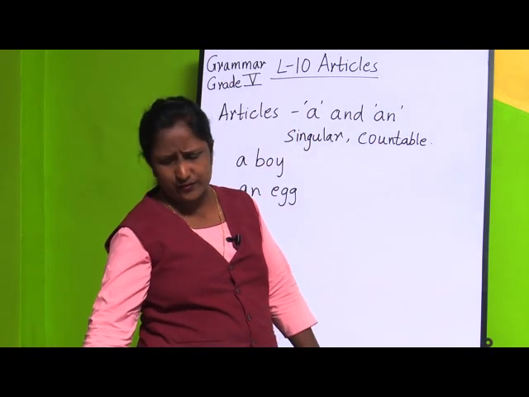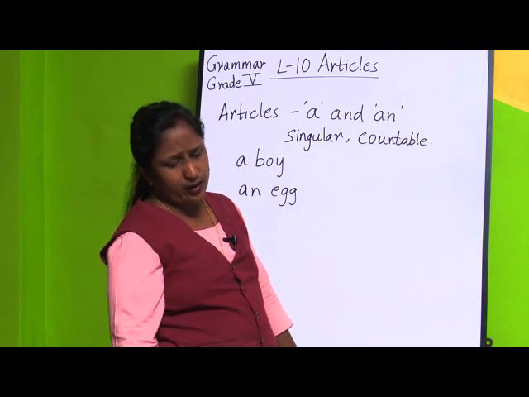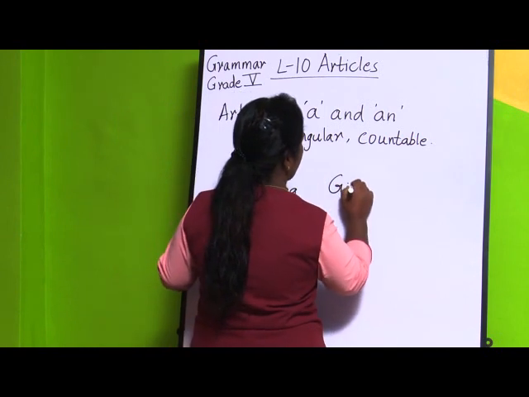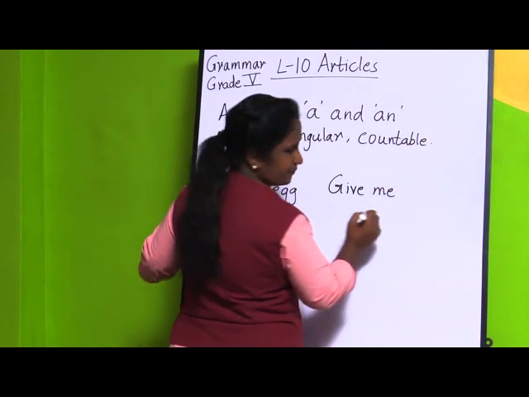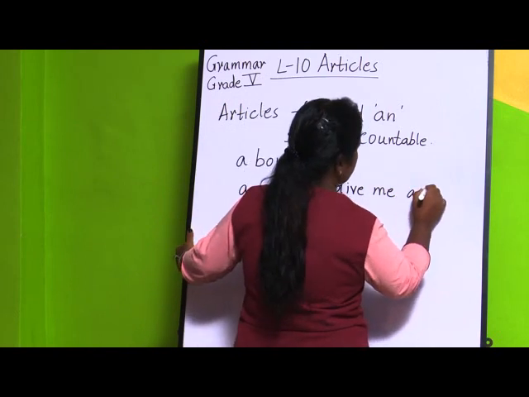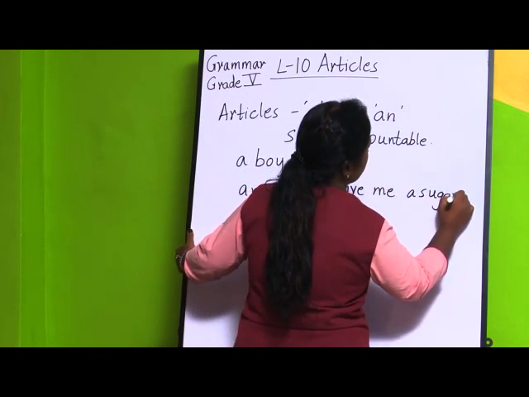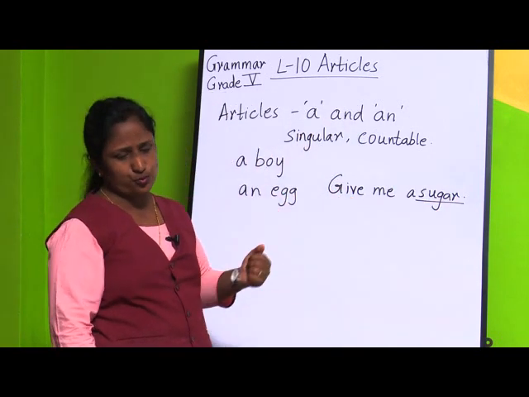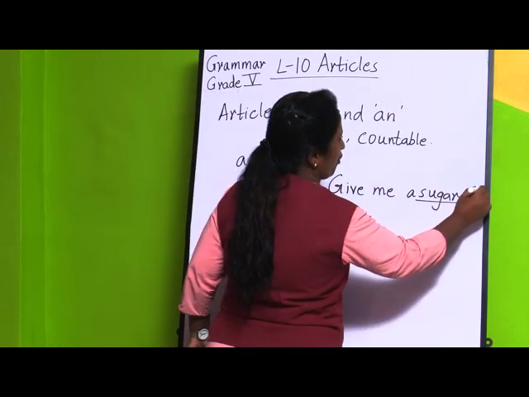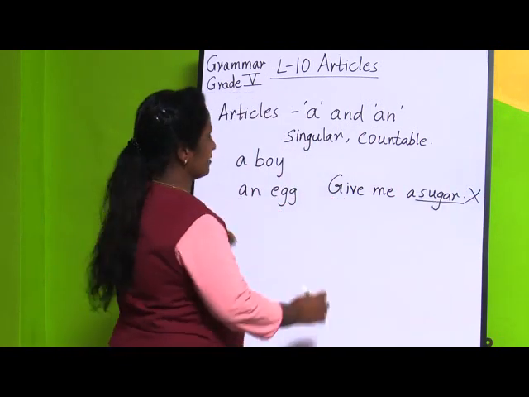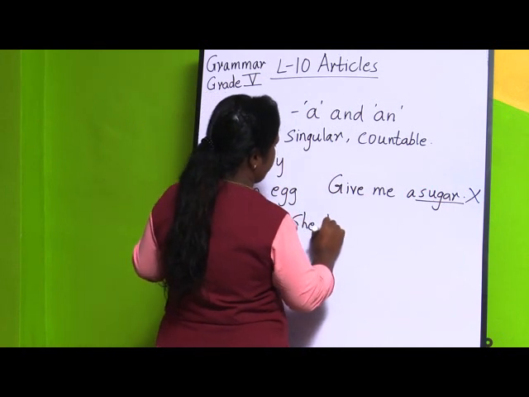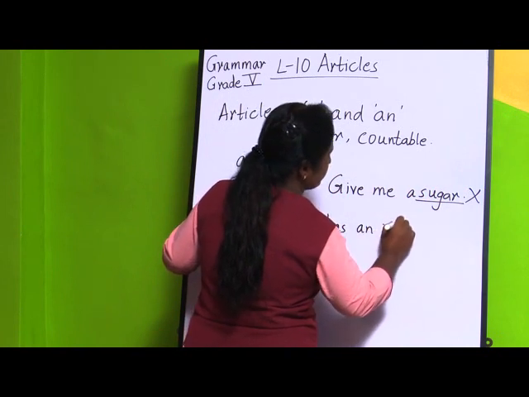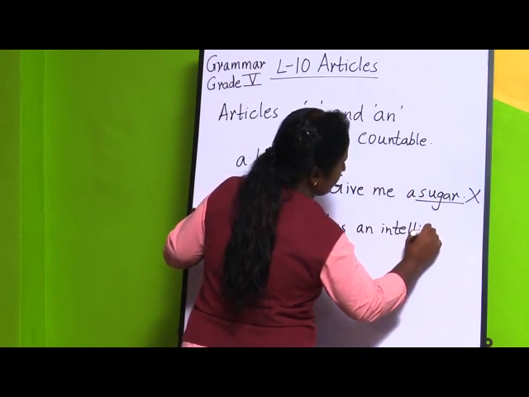We do not put a or an before uncountable nouns. Give me a sugar. Are we going to say like this? No. Sugar is an uncountable noun because we are unable to count sugar. This is wrong. Or we can't say like this: She has an intelligence. Intelligence also we can't count.